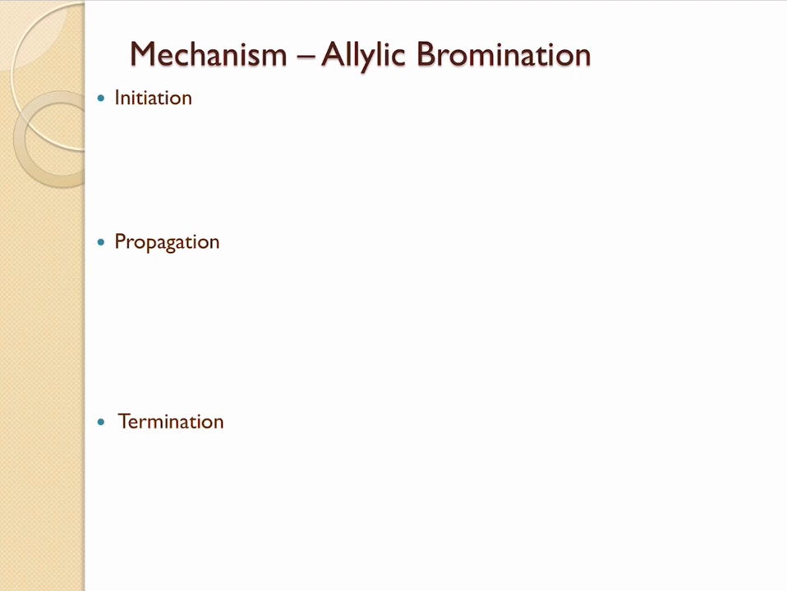Let us now look into the mechanism for allylic bromination. The first step, N-bromosuccinimide is going to cleave homolytically at the N-Br bond. Let's draw the structure for N-bromosuccinimide. The N-Br bond is going to cleave homolytically, where one of the electrons is going to go on to bromine and the other electron is going to go on to nitrogen, thereby forming the two free radicals.